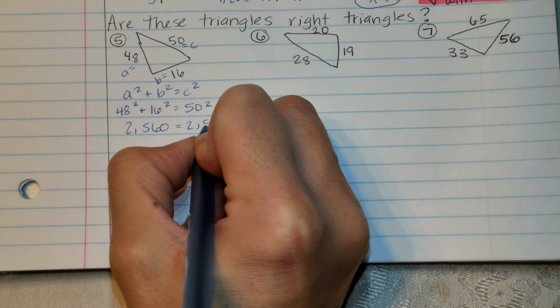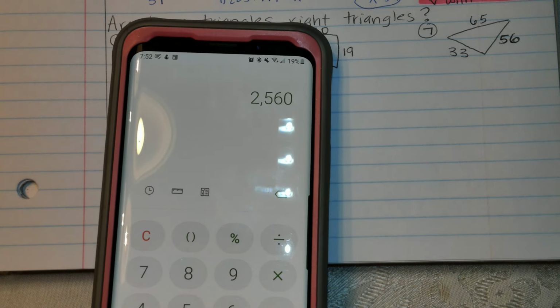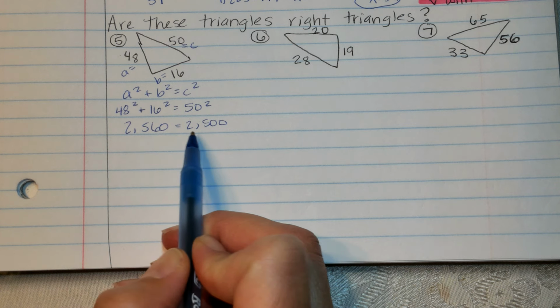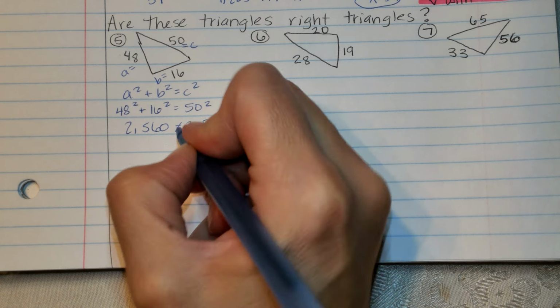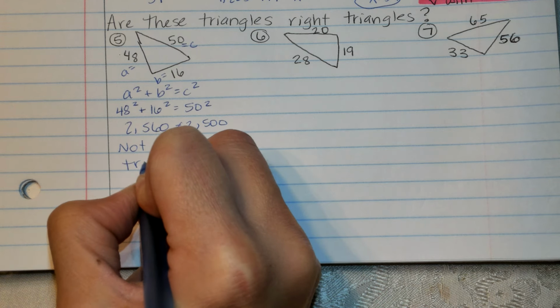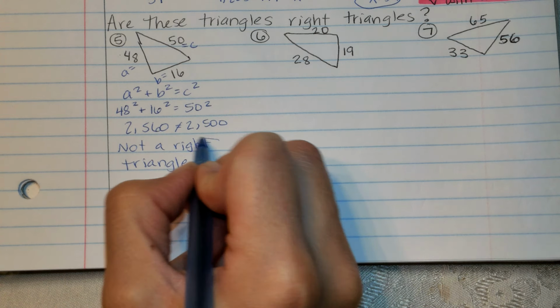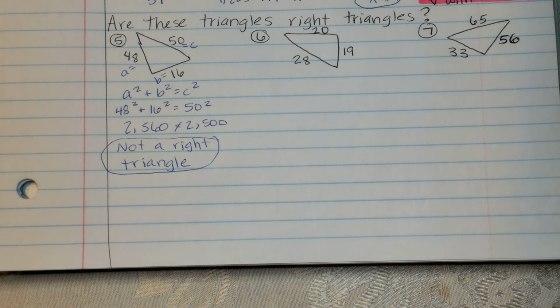So it doesn't look like that's going to work out. I'm just going to double check that in my calculator. 48 times 48 plus 16 times 16. Yeah, it doesn't work out. So I tried it again one more time just to make sure. 2,560 is what we get on the left-hand side. 50 squared is 2,500, so that is not equal, so not a right triangle. If it is equal, it is a right triangle. If it's not equal, not a right triangle. Pretty easy to tell which one it is.